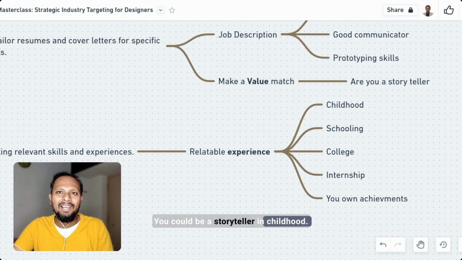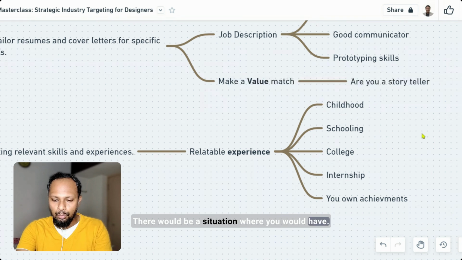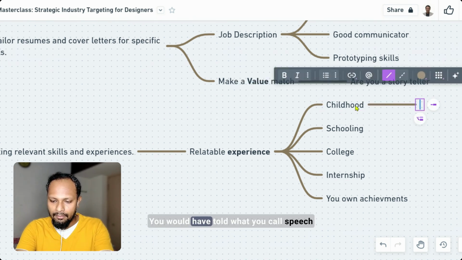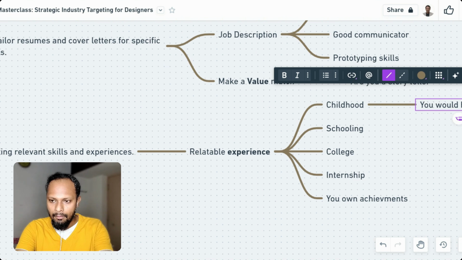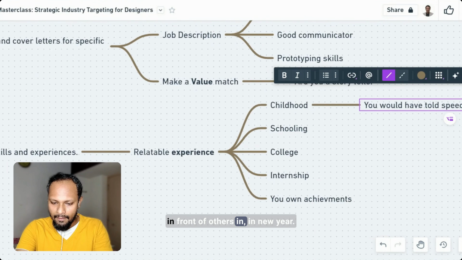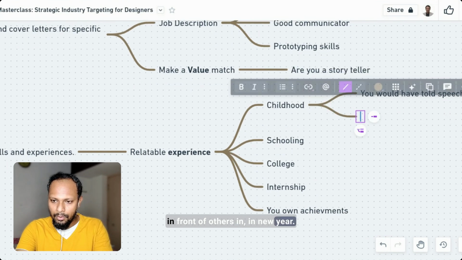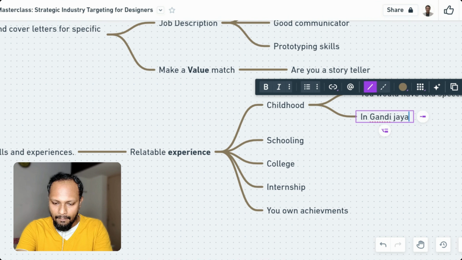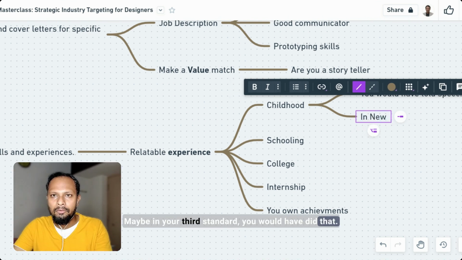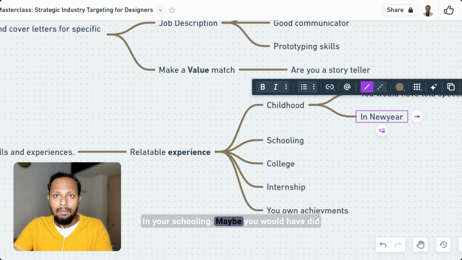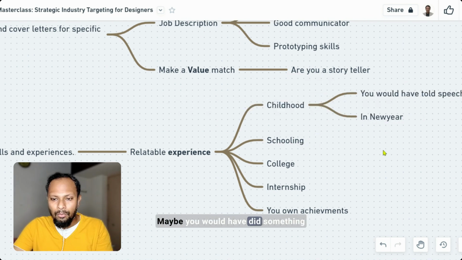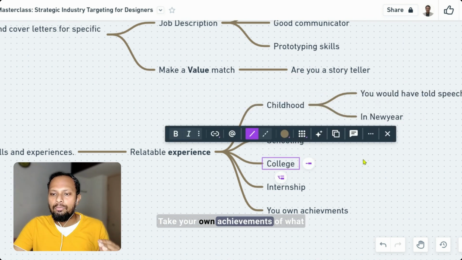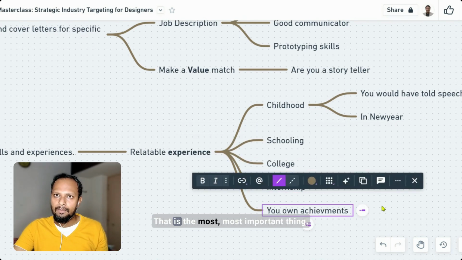You could be a storyteller in childhood. There would be a situation where you would have given a speech in front of others on New Year. Maybe in your 3rd standard, you would have done that. That's okay. In your schooling, maybe you would have done some storytelling. In your college, maybe you would have done something. In internship, take your own achievements of what is really relatable to this skill. That is the most important thing.